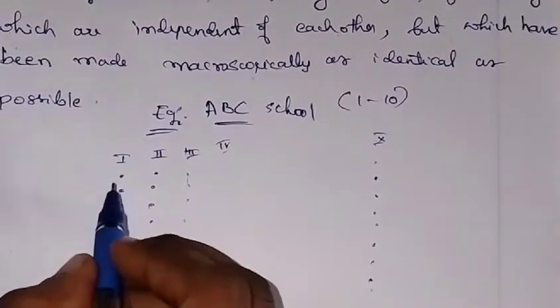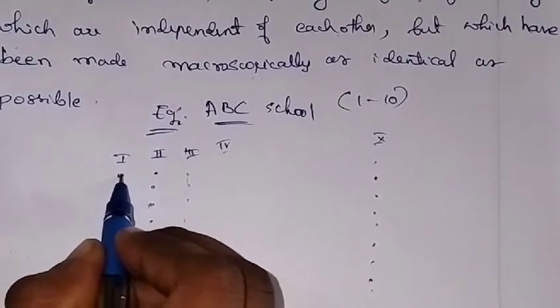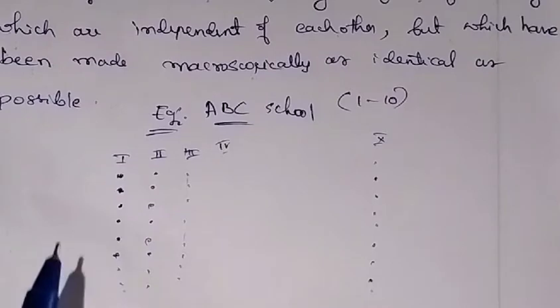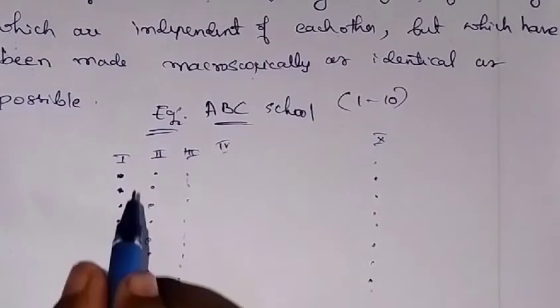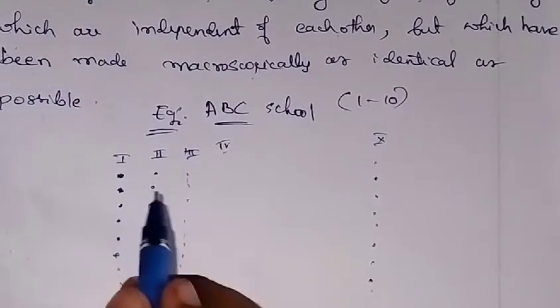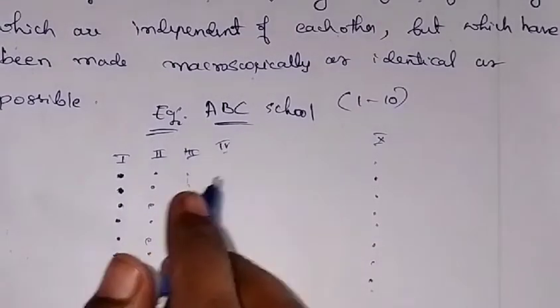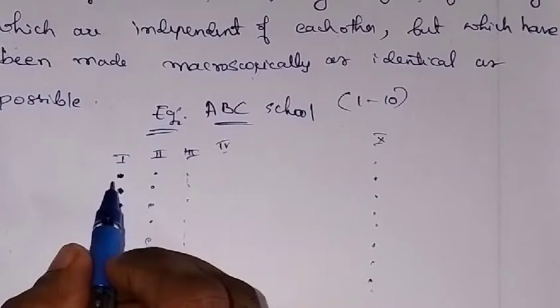Correct. Now what do we call this individual student? Individual student is called as what? System. Okay. Individual student, or according to the definition, particle. Now here it is student. These dots are representing what? Student. Now individual student is referred to as system.